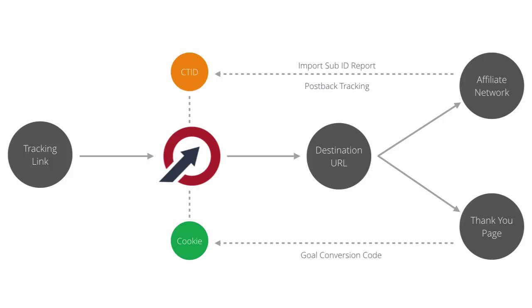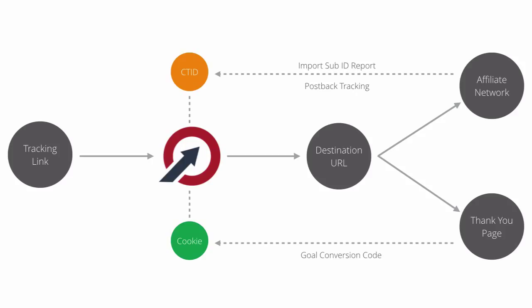Okay, so that is the overview of how our tracking works in LinkTrackr. It starts with a tracking link. When someone clicks on your tracking link, we put a cookie on their computer and we generate a unique click tracking ID. Then we forward the user or the visitor to the destination URL. If the destination URL is a landing page on your site, then the visitor will go through your sales process or opt-in process, end up on the thank you page where the goal conversion code is, and the code will check for the cookie that was placed in the user's computer before and report back to LinkTrackr to record that action as a sale or as a lead.